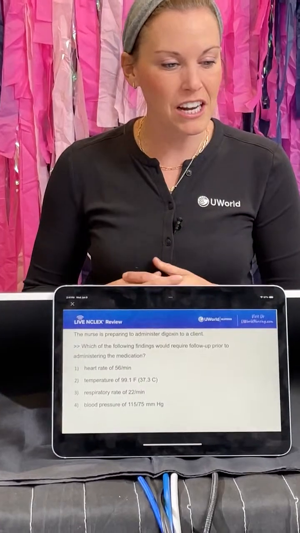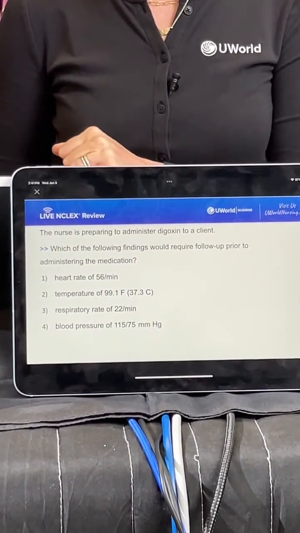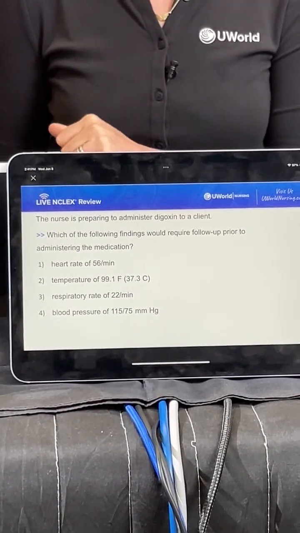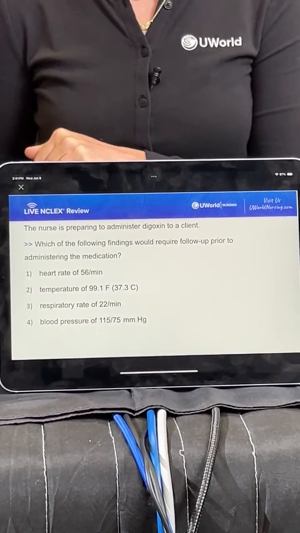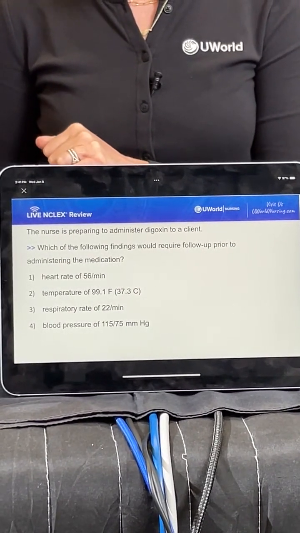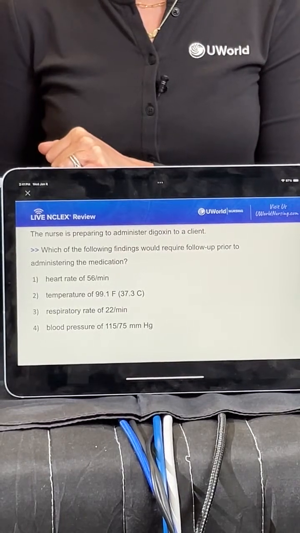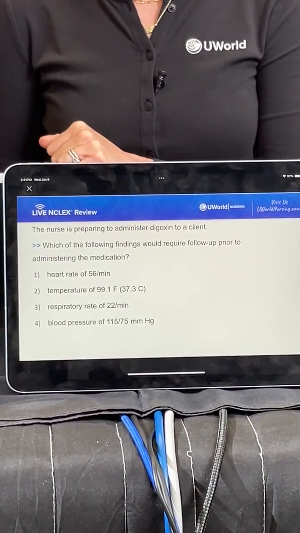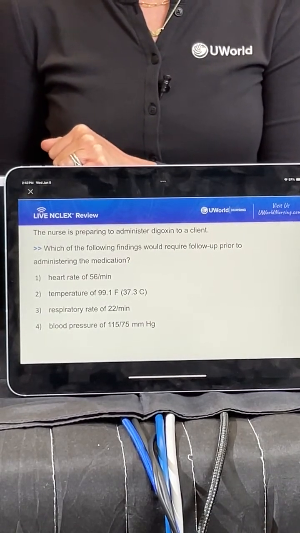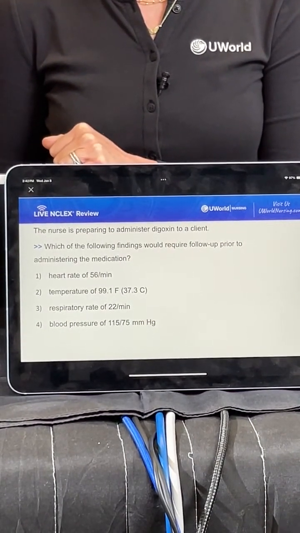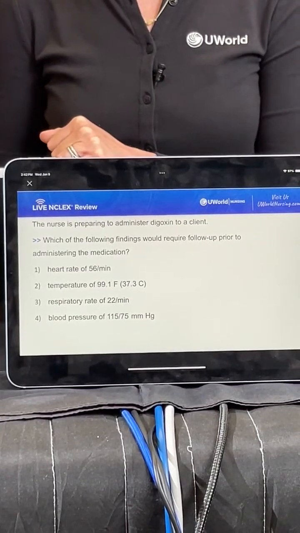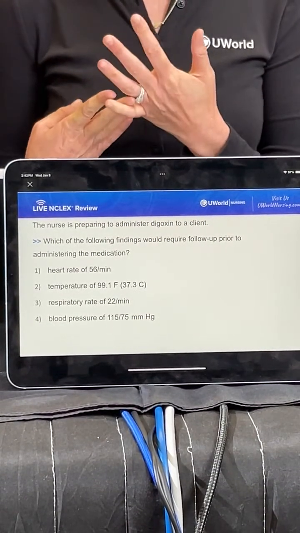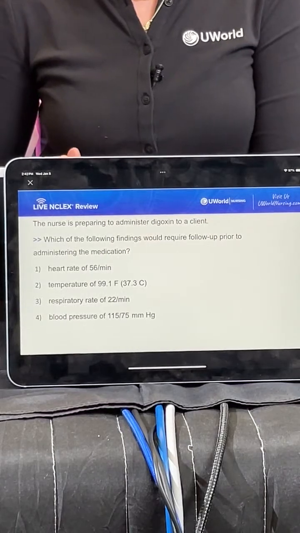All right, good work. Moving right along, question number 3. The nurse is preparing to administer digoxin to a client. Which of the following findings would require follow-up prior to administering the medication? Option 1, heart rate of 56 per minute. Option 2, temperature of 99.1 Fahrenheit, 37.3 Celsius. Option 3, respiratory rate of 22 per minute. Option 4, blood pressure of 115/75. All right, 30 seconds on the clock. Go ahead and drop those answers in the chat.